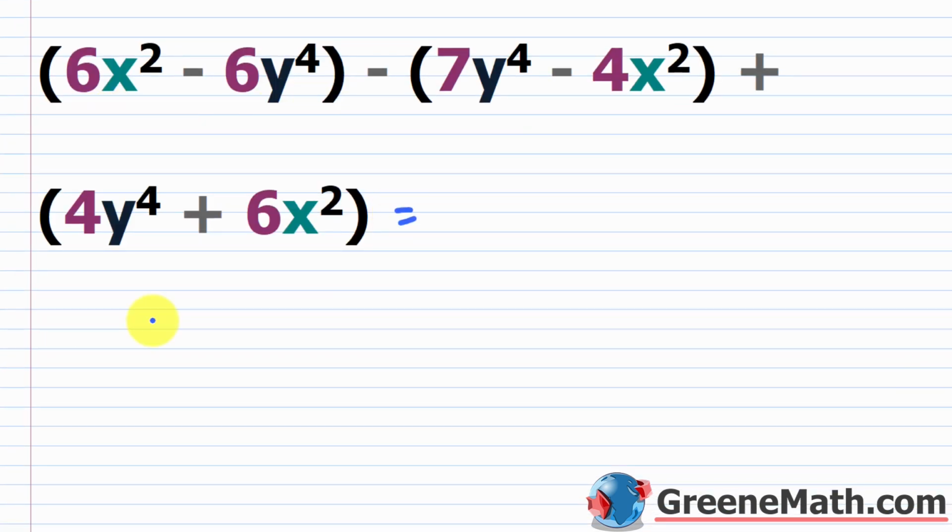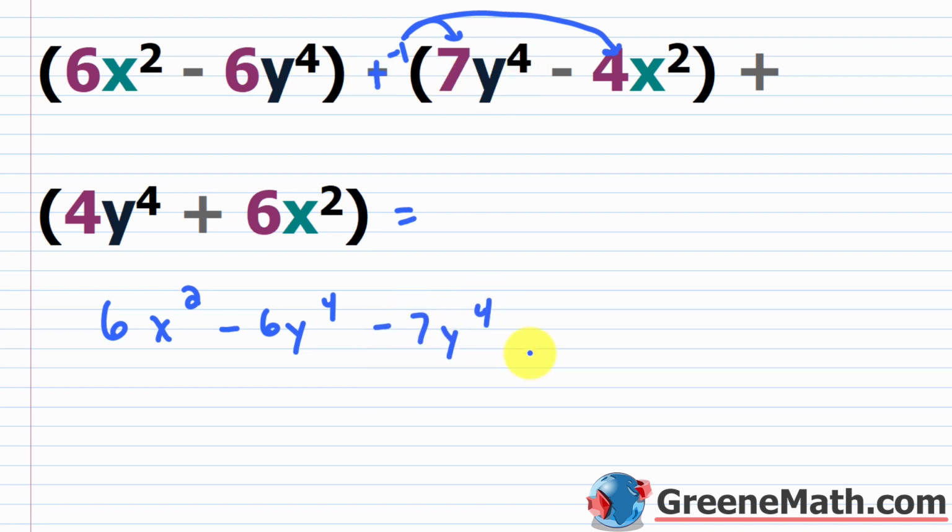And for the first guy, I'm just going to drop the parentheses. So 6x squared minus 6y to the 4th power. Then I'm going to put plus and then negative 1 here and distribute this to each term. Because again, if you're subtracting away a polynomial, you're going to add the opposite. So instead of 7y to the 4th power, I'll have minus 7y to the 4th power. And then instead of minus or negative 4x squared, I'll have plus 4x squared.